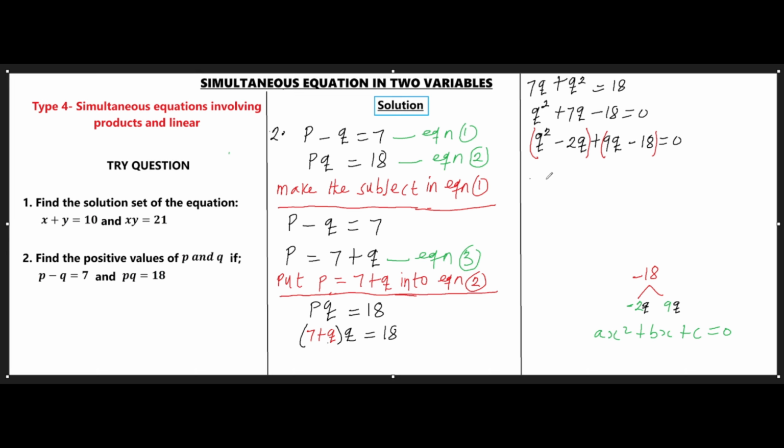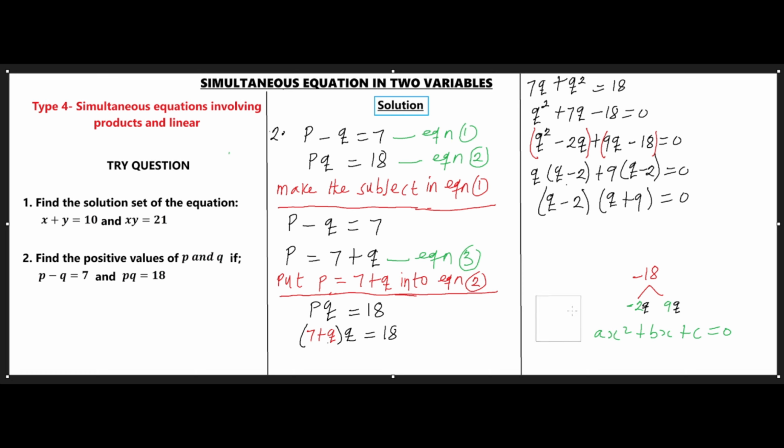Now let's factorize the expression inside the first bracket. What is the common factor? The common factor here is q. We'll be left with q minus 2. What is the common factor here? Common factor is 9. We'll be left with q minus 2, and this must be equal to 0. So q minus 2, q minus 2, they are common, so we write one of them. Then the outside factors, we have q plus 9, and this must be equal to 0.